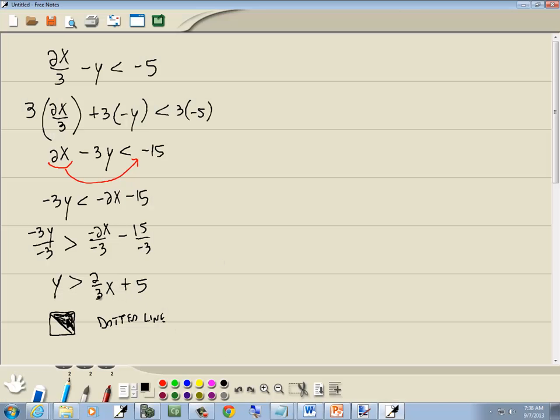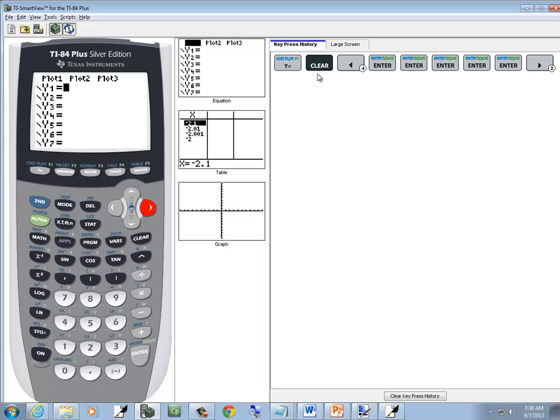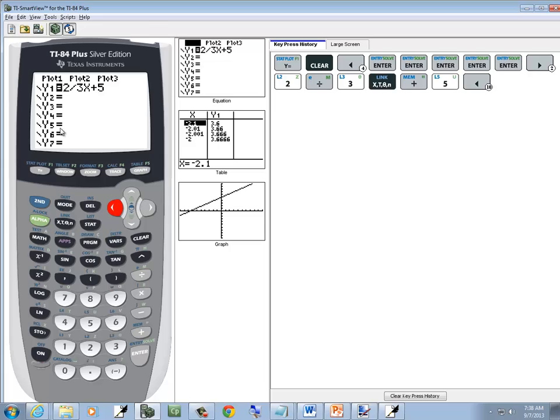Now we want to graph this. This is what most of you see once you press y equals and clear. You don't have to do all those extra steps. So we've got 2/3 x, so 2 divided by 3, x, plus 5. Now we want to press our left arrow key until you can't do it anymore. You can't do it too many times, so don't worry about that. But we want our flashing cursor on this first slash.